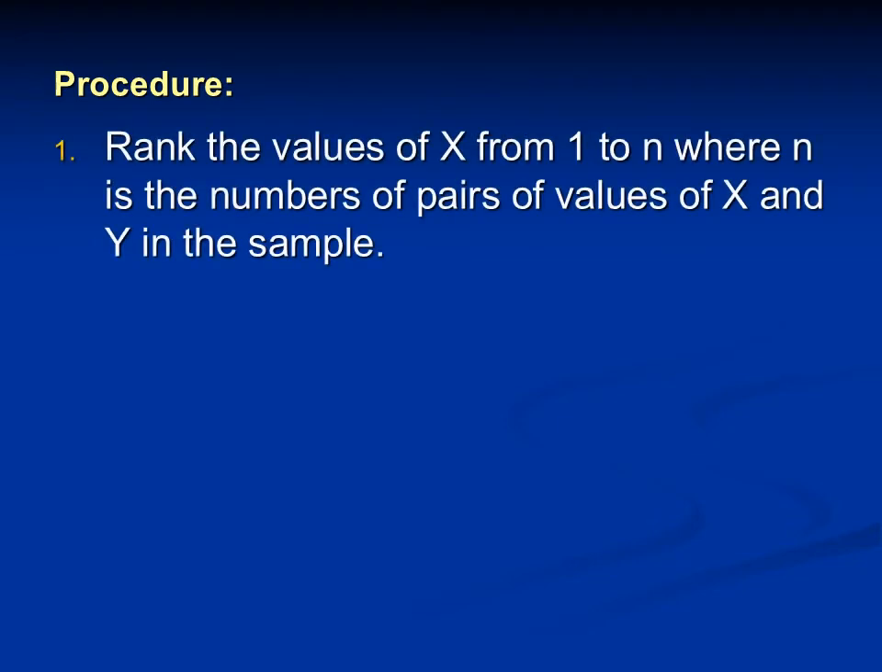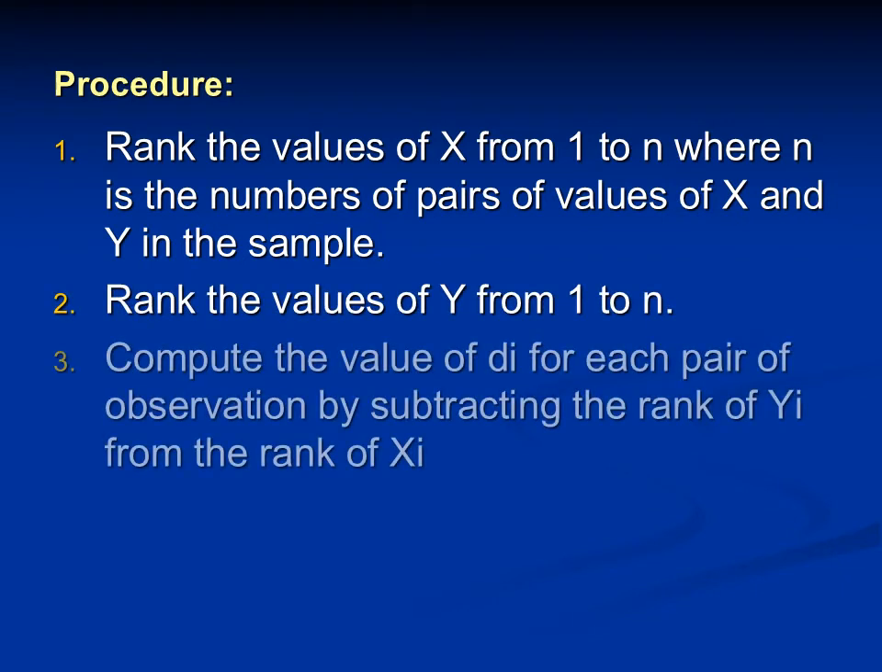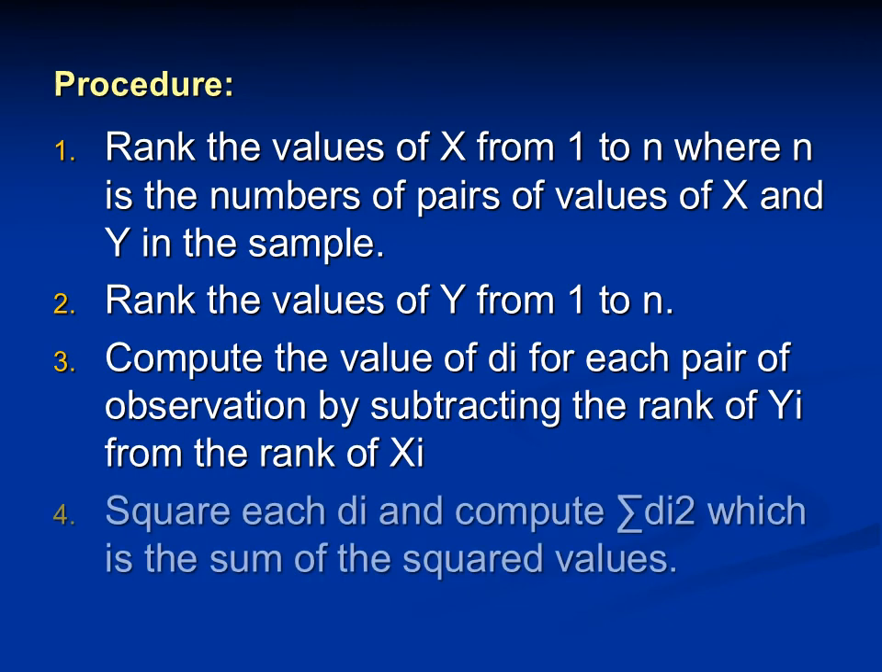However, it can also be computed if one variable is quantitative and the other one is qualitative. It can still be computed. So you rank the values of x from 1 to n, where n is the number of pairs of values of x and y in the sample.